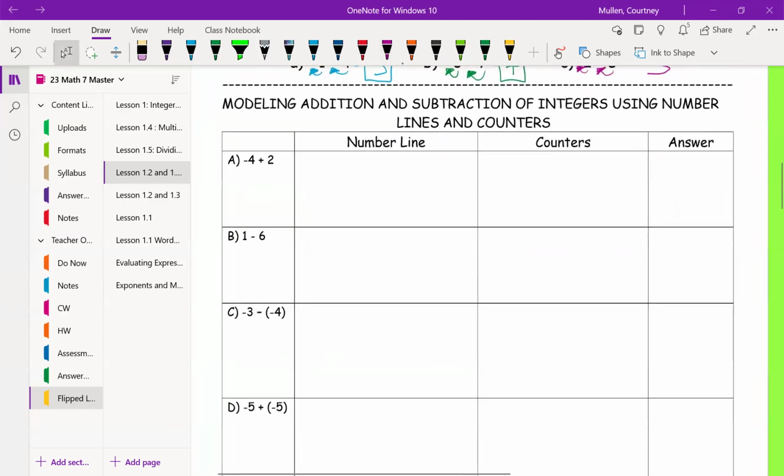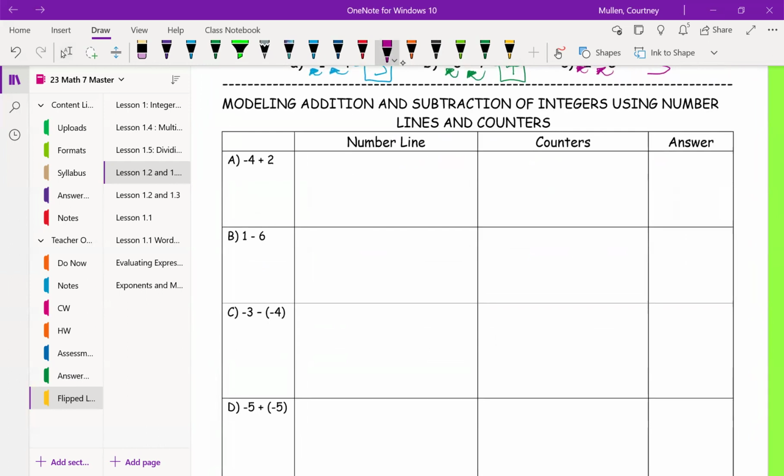So A, again, what's the sign on the 4? It owns the sign in front of it, so the 4 is negative. What's the sign on the 2? Whoops. So the 2 is positive. Take your ruler and draw yourself a number line. We know we're going to be going both in the positive and negative direction. So let's get enough integers on our number line so that we'll be able to demonstrate this accurately.